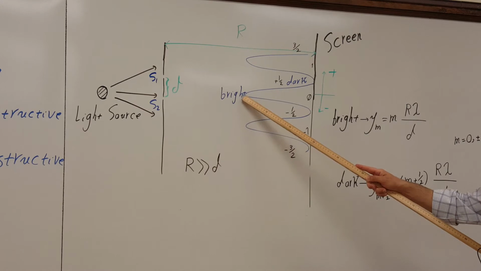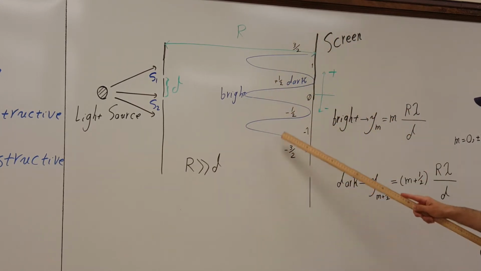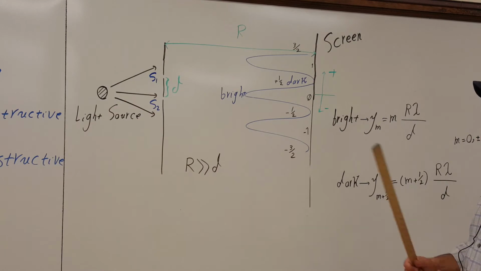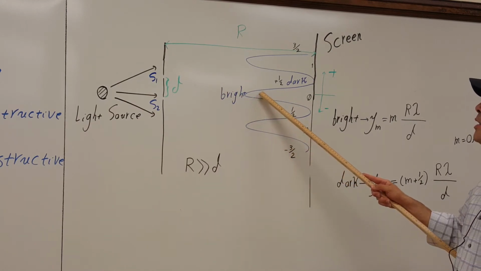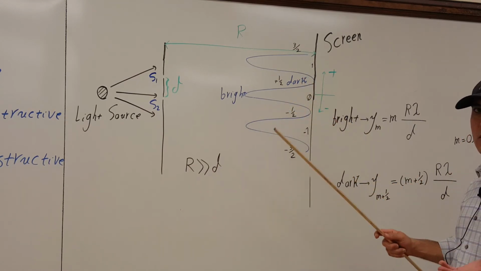See, this one is the bright, the central is the bright, then dark, bright, dark, and it continues like this. So, as you see, this is the real proof that the waves here interfere constructively, and here they interfere destructively. So, they cancel out each other.